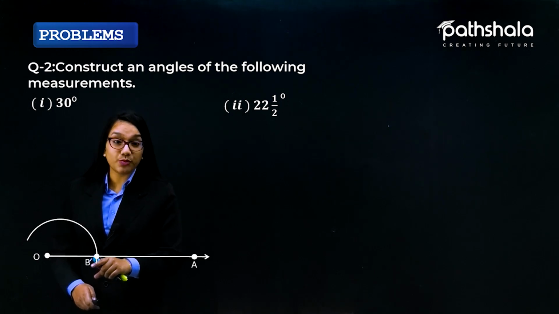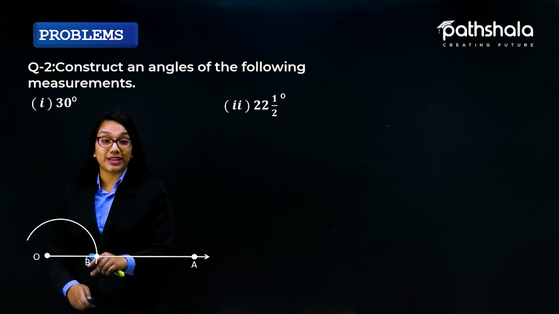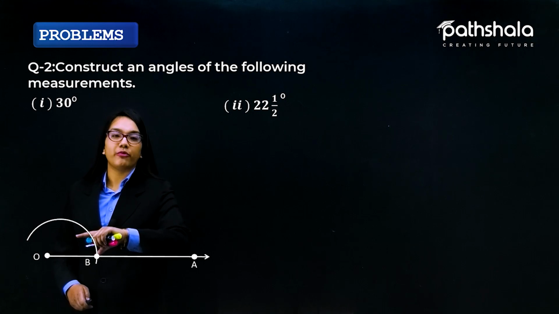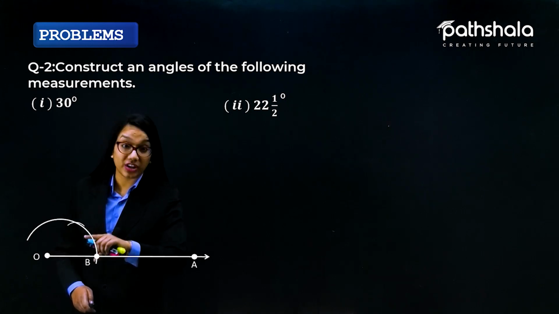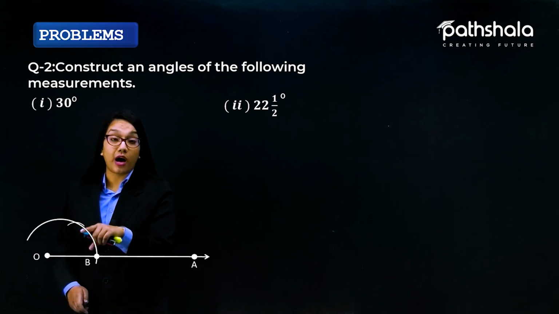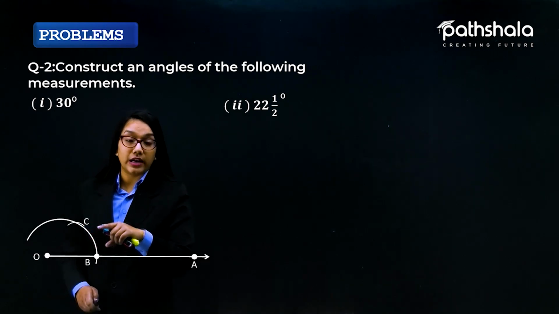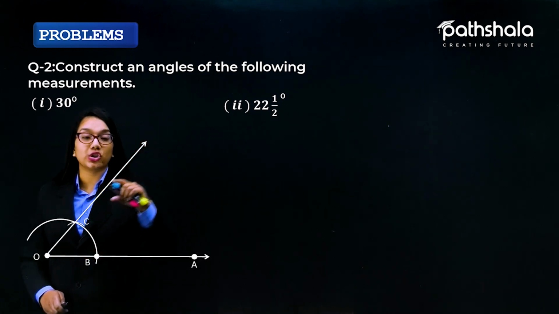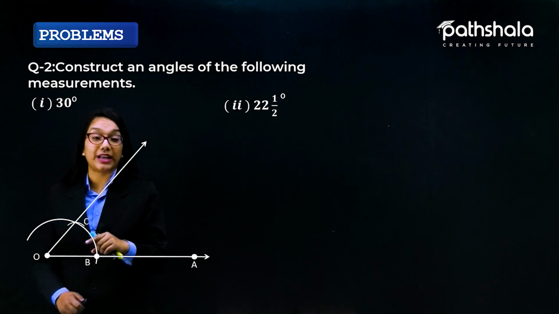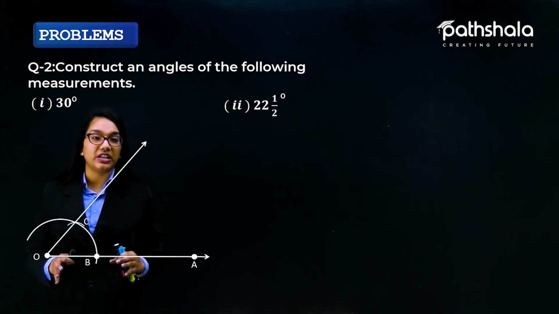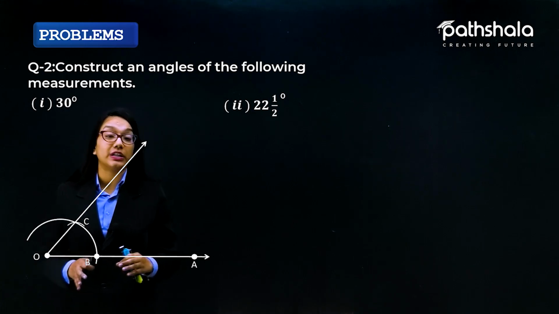Using this point B, and again with the same compass having the same radius, I'm marking an arc further, taking B as a center. Let us suppose I'm calling the point C, and I'm joining this line. So this angle is actually an angle of 60 degrees. This is the angle of 60 degrees, but we wanted to construct an angle of 30 degrees.